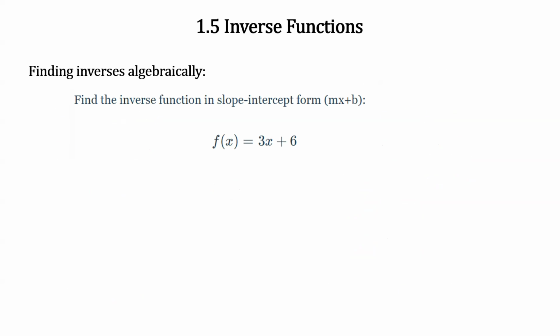Okay, let's try one more together. This one has a little bit of a weird thing, and it's just that Delta Math is going to be picky. They want it in the form mx plus b. So we start by changing f of x to y. We switch x and y. And now we're going to solve for y. We subtract 6.